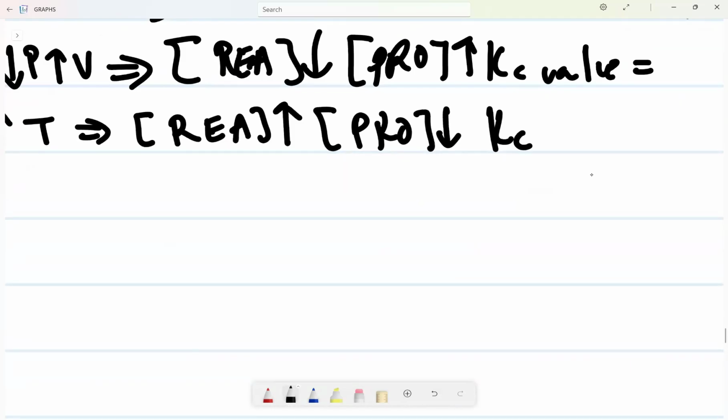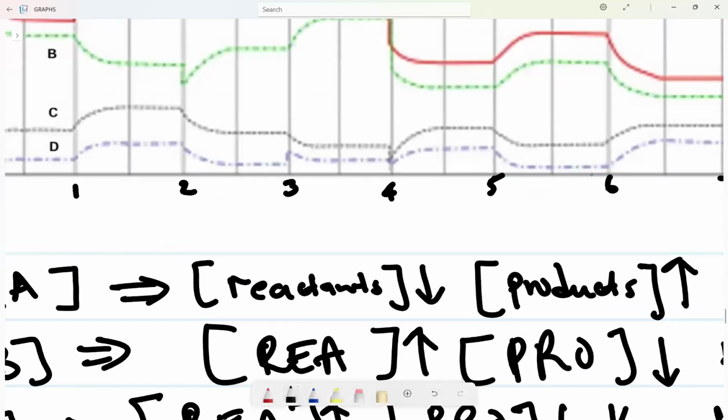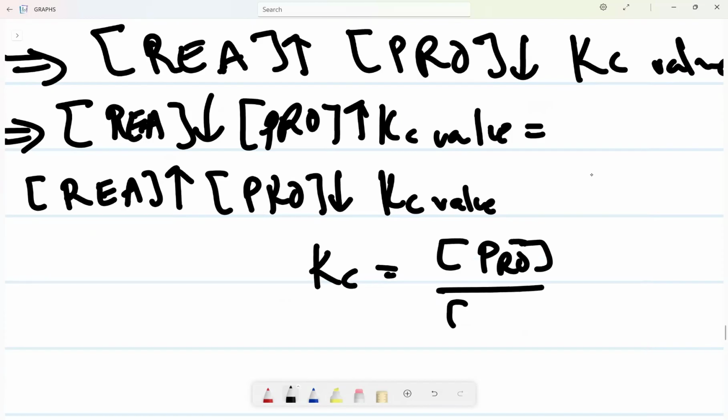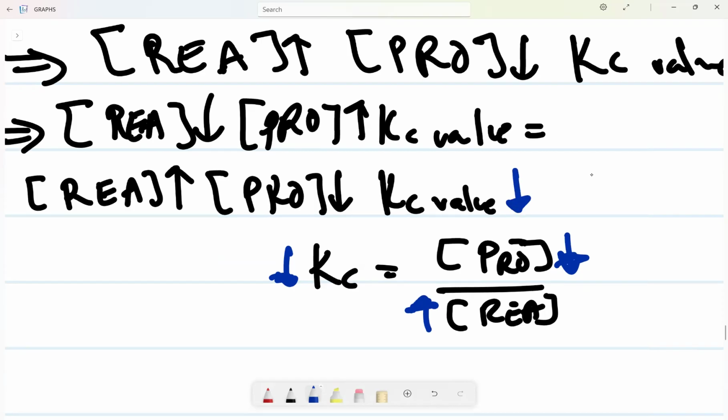Kc value. Let's talk of the Kc value. For now you do not know how the Kc value gets affected. But the Kc expression is the concentration of products divided by the concentration of reactants. This is the Kc value. So now, how is it going to be affected? Is it going to increase or decrease? Let's see. The product decreased. So if the product decreased, remember Kc is directly proportional to the product. So our Kc will decrease. And the reactants increase, and remember the denominator is inversely proportional. So Kc will decrease in this case.